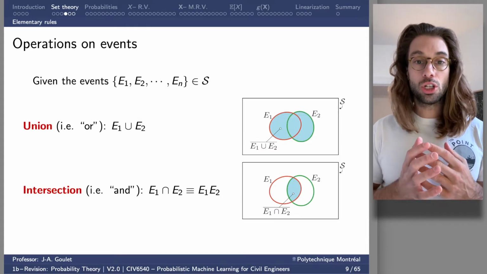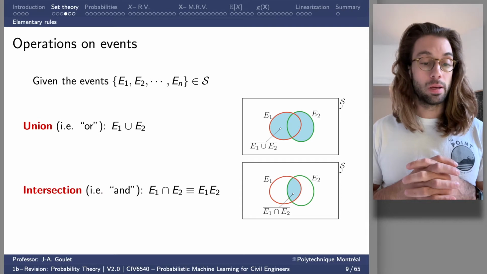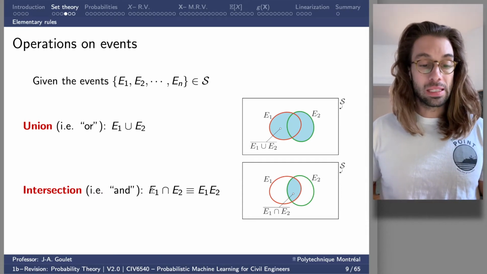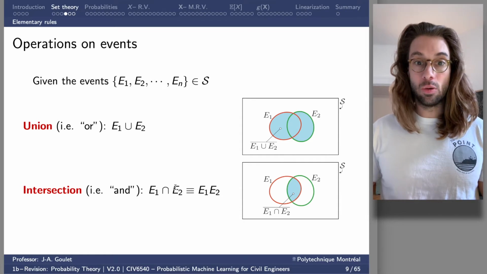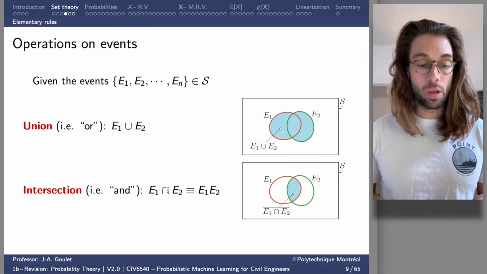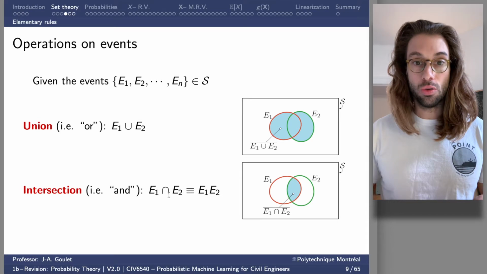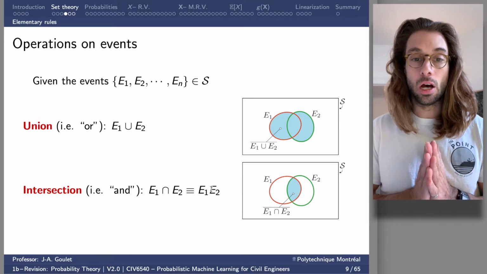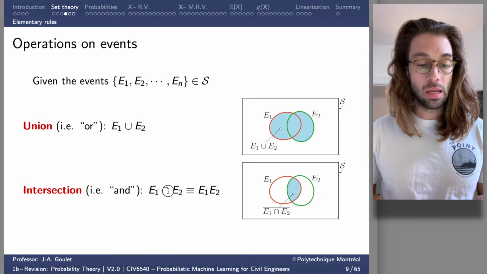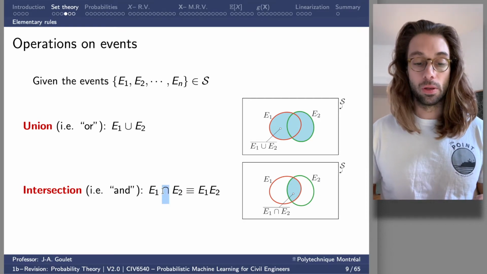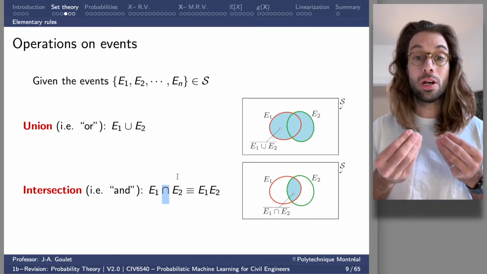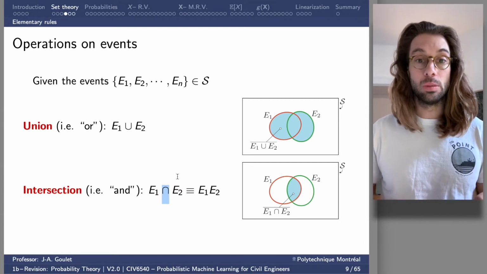The other key operation is intersection. This is like the AND operation, so E1 and E2 happen. In terms of nomenclature, we may use that inverted U, the cap symbol, or not put anything at all. When we don't put anything, it's the same thing as if we put this symbol. Both represent the AND intersection: E1 and E2 happen simultaneously.